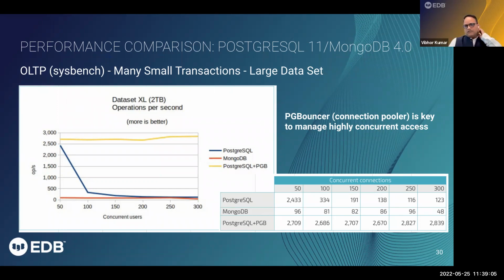Again, we always recommend people use a connection pooler if you have so many connections coming to a database. This benchmark clearly indicates that JSONB plus PostgreSQL plus PgBouncer, which is a connection pooler, is an optimal solution for storing a JSON document and extracting it. And again, we did this with 2 terabytes of data stored in PostgreSQL.